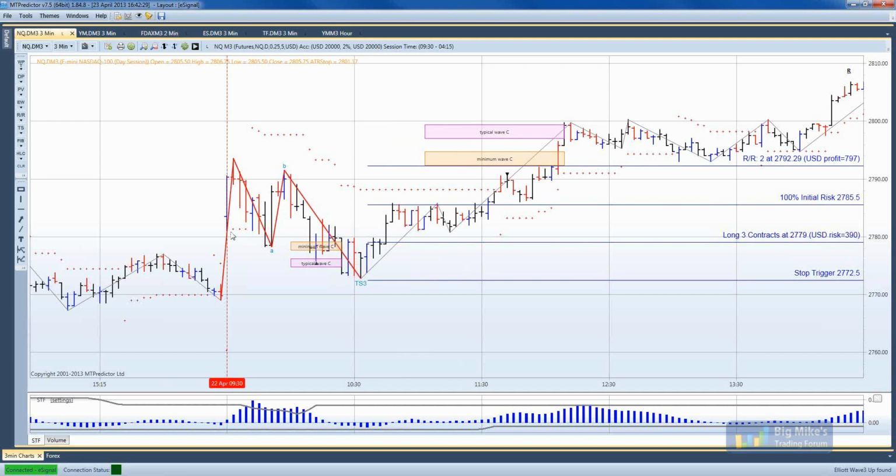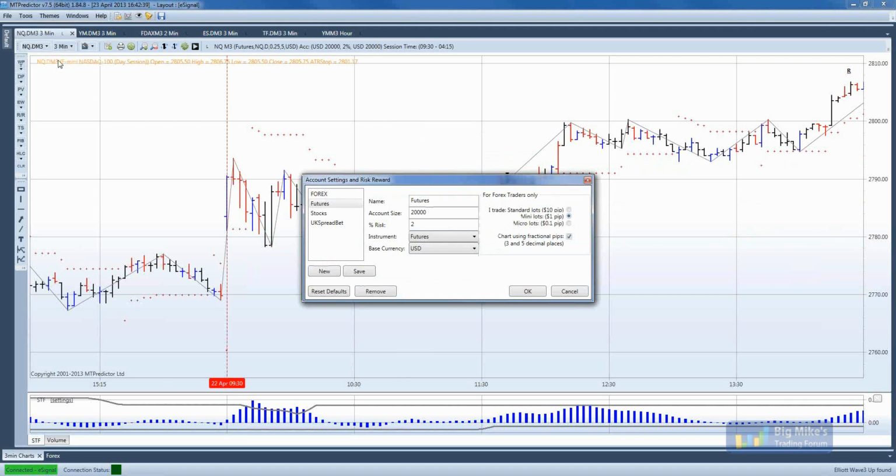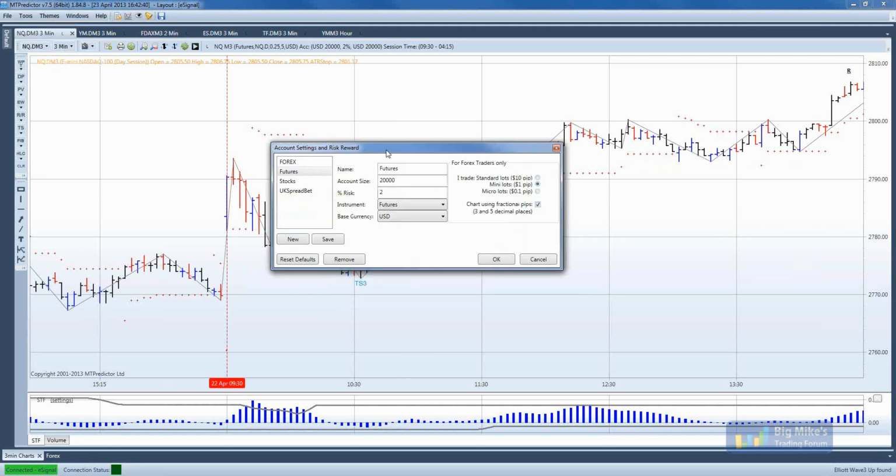Now, obviously, you came in and asked the question there about how you configure that. Well, that's a very good question. I'll clear that off. In the software, under our Tools section, we go to our Account Manager, and here you have different sections. We have a few of them already set up for you. You can set up new ones if you wish. So if you're trading Forex, you can put your account size and what percentage risk you wish to risk for each Forex trade. You can also put in your base currency.